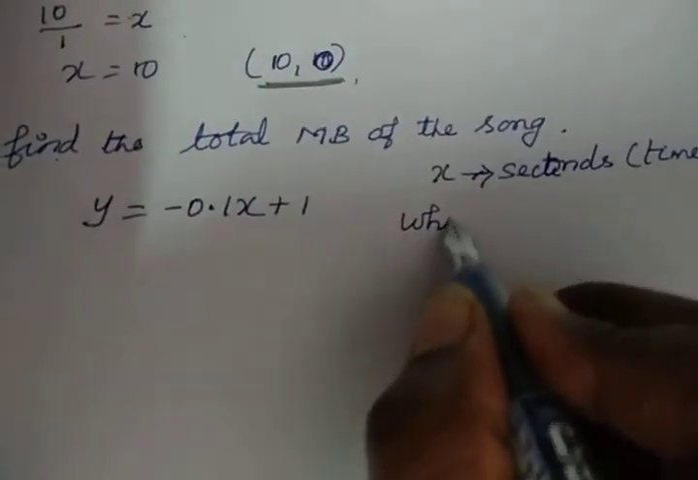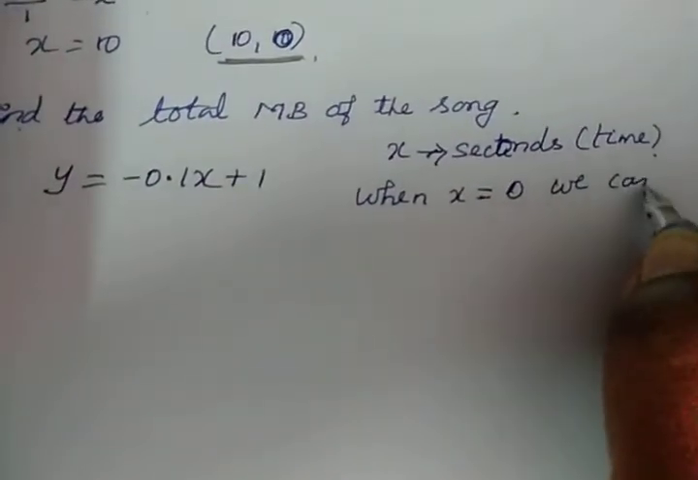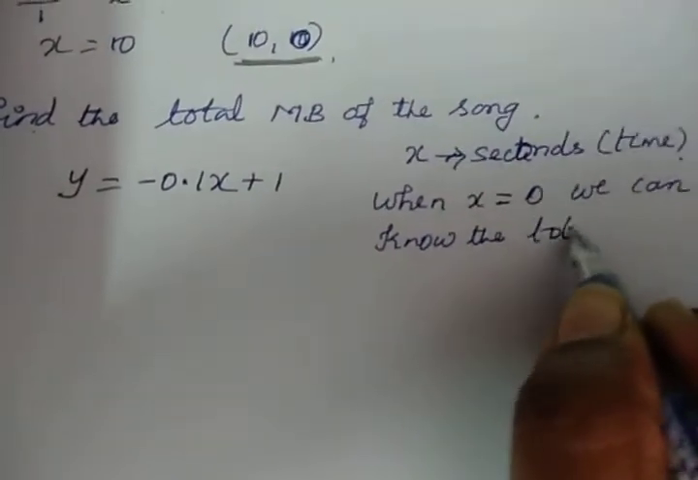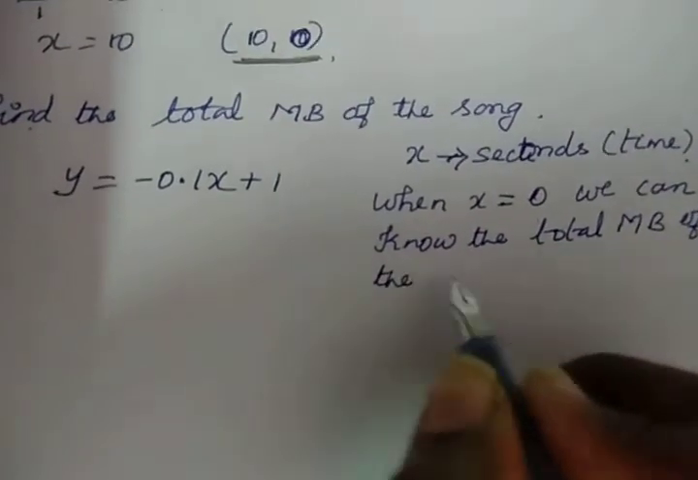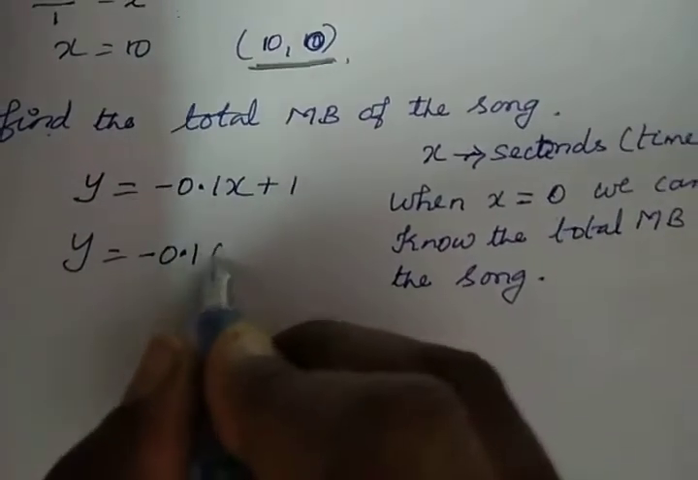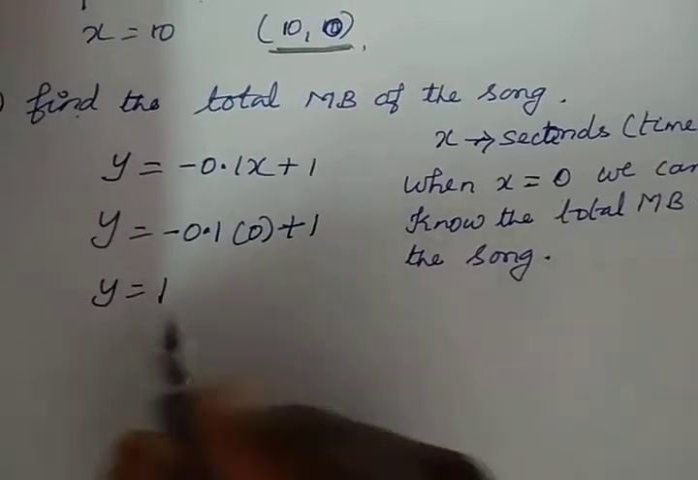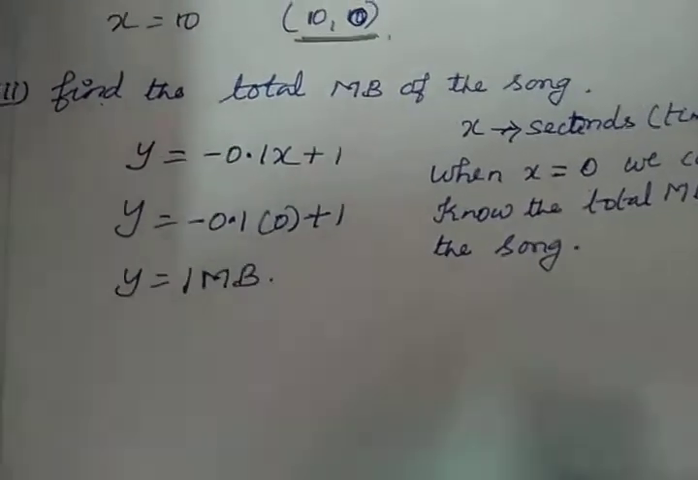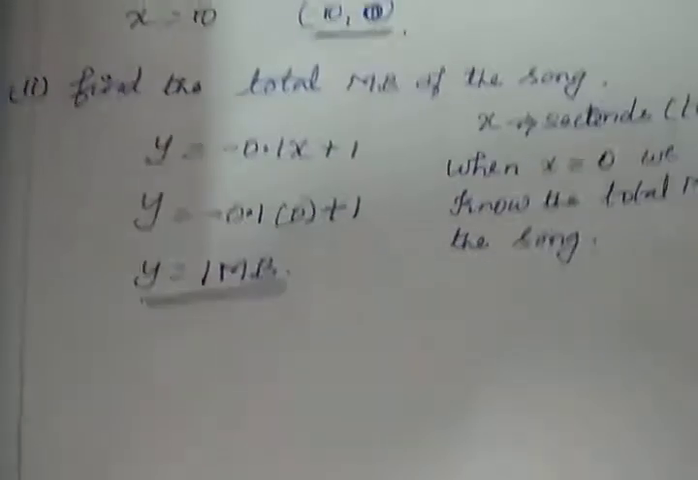So when x is equal to 0, we can know the total MB of the song. y is equal to minus 0.1 into 0 when x is 0. So this term will go off. Y is equal to 1 MB. So the total capacity of the song is 1 MB. That's all about the second subdivision. We are moving on to subdivision 3.